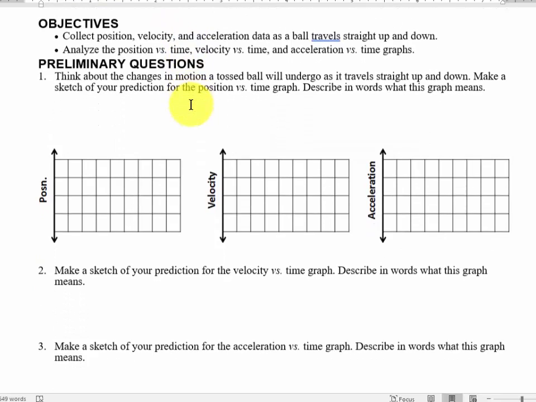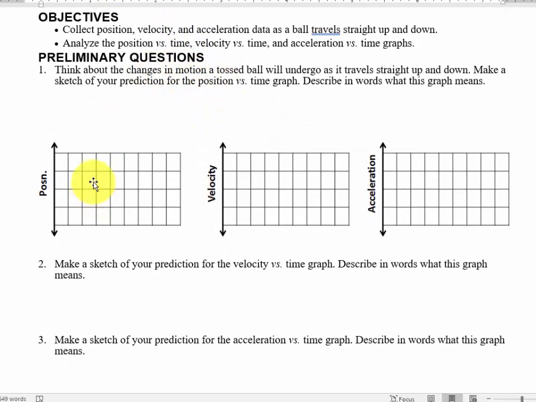So what I want you to do is go ahead and make a prediction, and I want you to sketch what you think the position, velocity, and acceleration graphs would look like for a ball that is tossed straight up and then it goes straight down. Please do describe in words what these graphs mean. I am looking for text on the page when I say things like explain and describe.